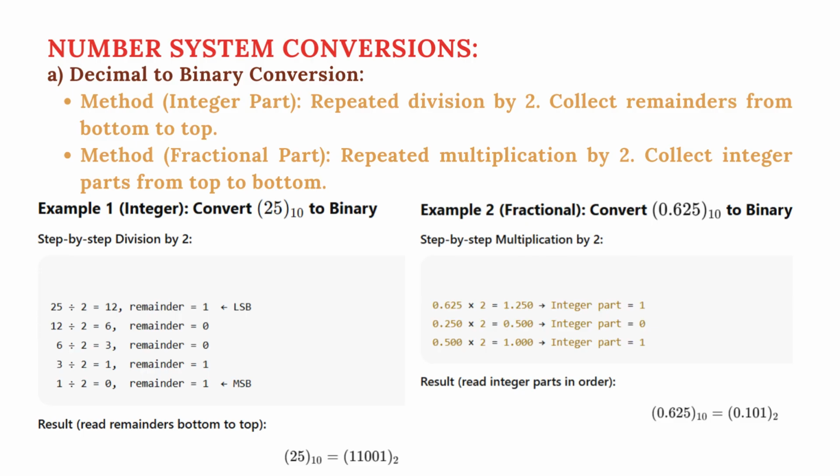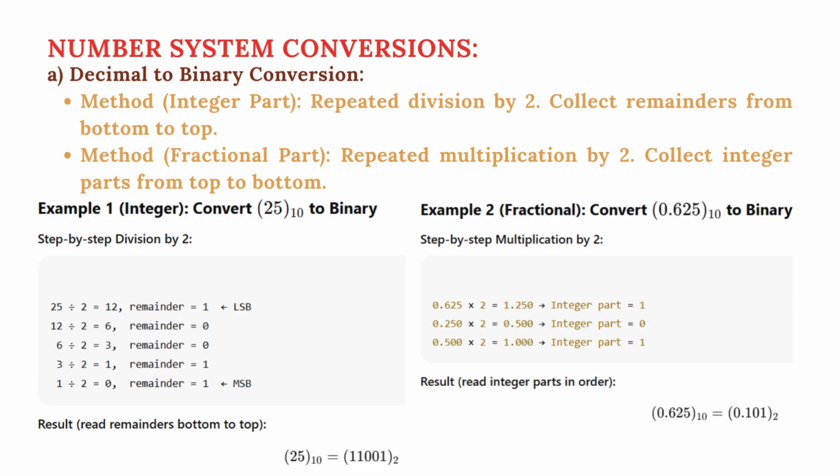Repeated multiplication by 2, collect integer parts from top to bottom. Let's take an example 1. We are going to convert the decimal number 25 to its binary equivalent using a simple repeatable method called repeated division by 2. We start with our number 25 and we divide it by our target base, which is 2.